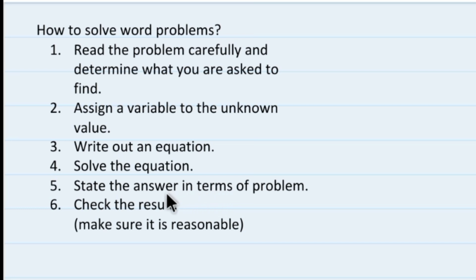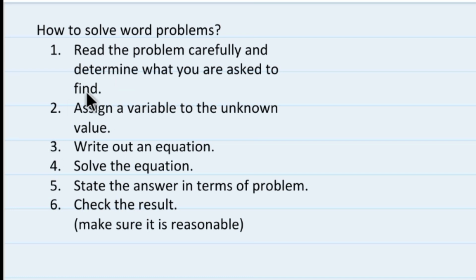Let us suppose we have to find the number of people in the train. If we have assigned the variable x to the number of people, then in the final answer, instead of writing x is equal to 20, we will write there are 20 people in the train. Then check the result and make sure it is reasonable. What does it mean? Let us suppose we get the answer 20.75 or 19.2 people in the train, so it does not make sense. It must be a whole number.